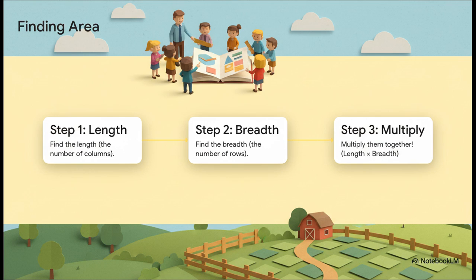Step 1, find the length. Step 2, find the breadth. And step 3, multiply them together. If we look back at our rectangle A, the length was 3 squares and the breadth was 4 squares. And what's 3 times 4? It's 12! See? We get the exact same answer, but it's so much faster.